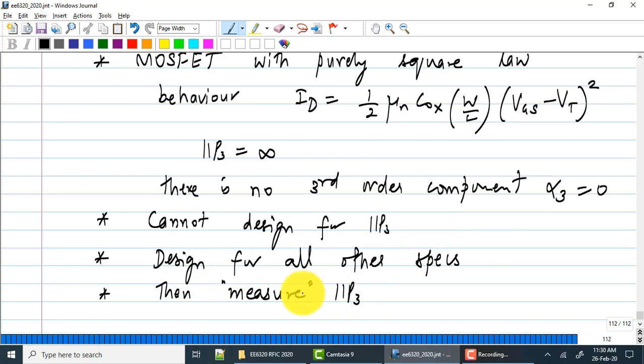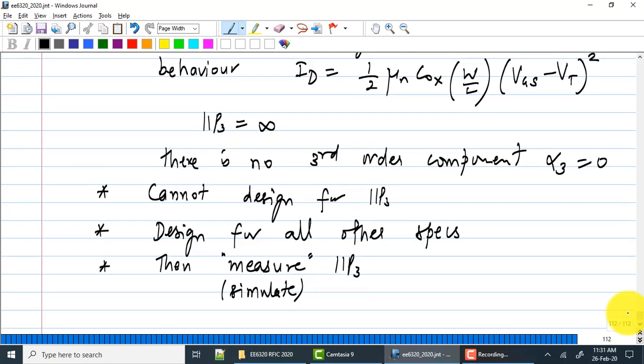Let us assume that the IIP3 is not good enough. Then you will now have to go and empirically understand the third order behavior of your transistor. You can simulate for that. So now what was GM? It was dou ID by dou VGS. This was alpha 1.